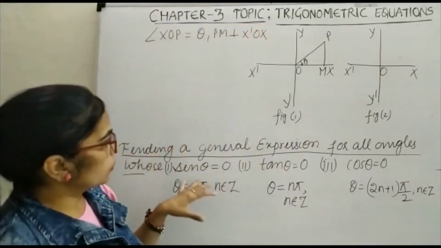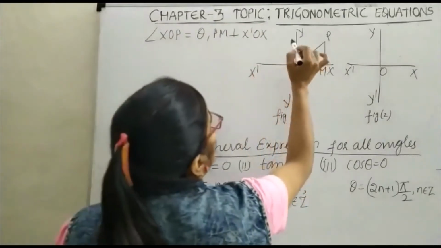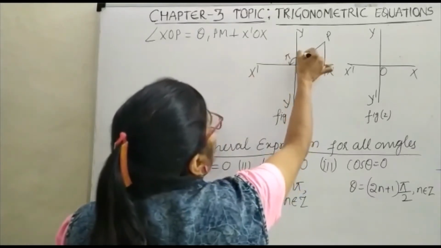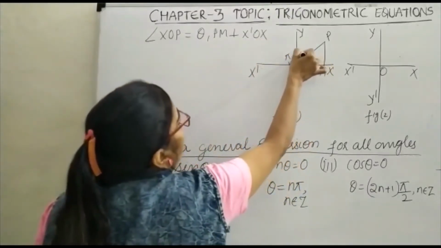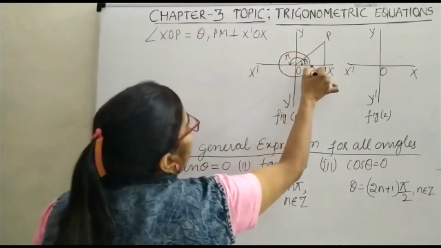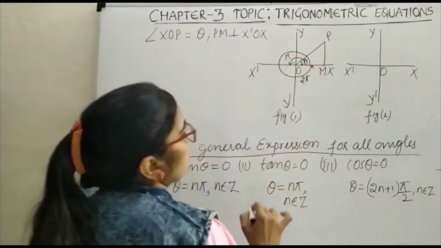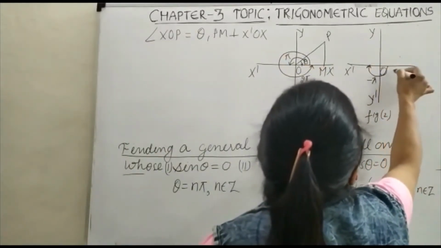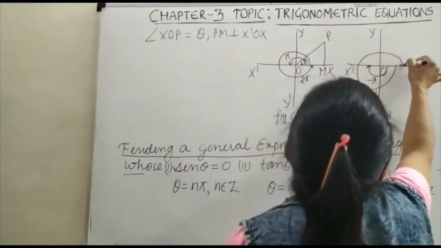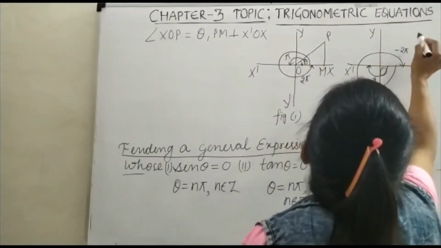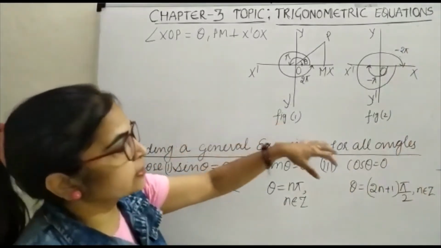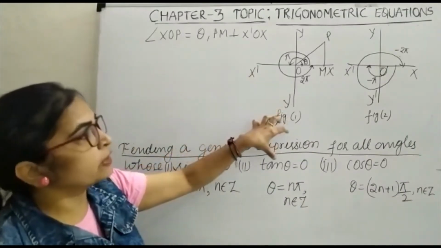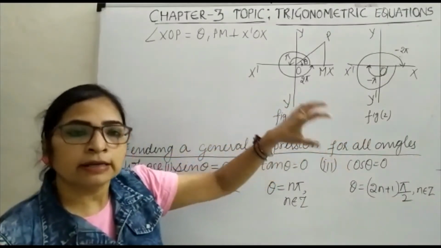Now from here I am going to derive the first one. You can see that this is theta. Now this will be pi. From here to here, this angle will be pi. And here this angle will be 2 pi. Similarly, from here to here it is minus pi, and from here to here this is minus 2 pi. This is in the positive direction and this is the negative direction. Anti-clockwise is the positive direction and clockwise is the negative direction.